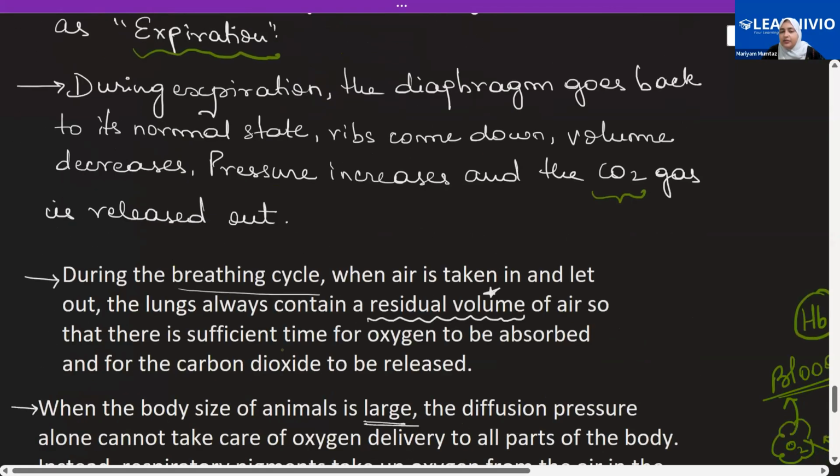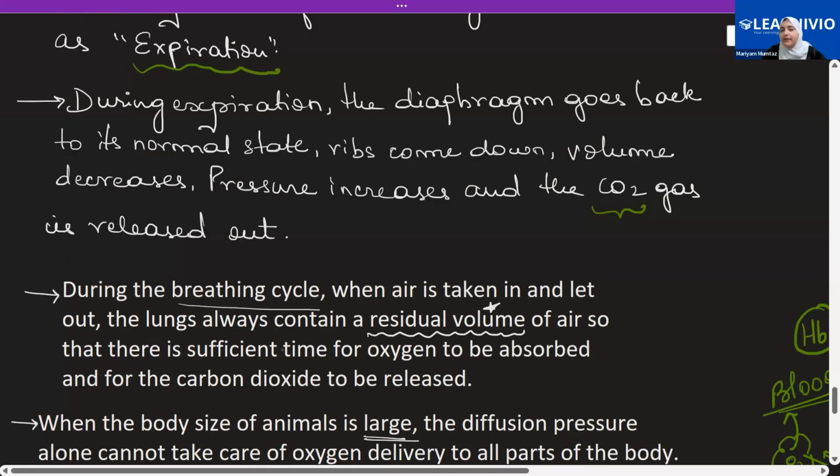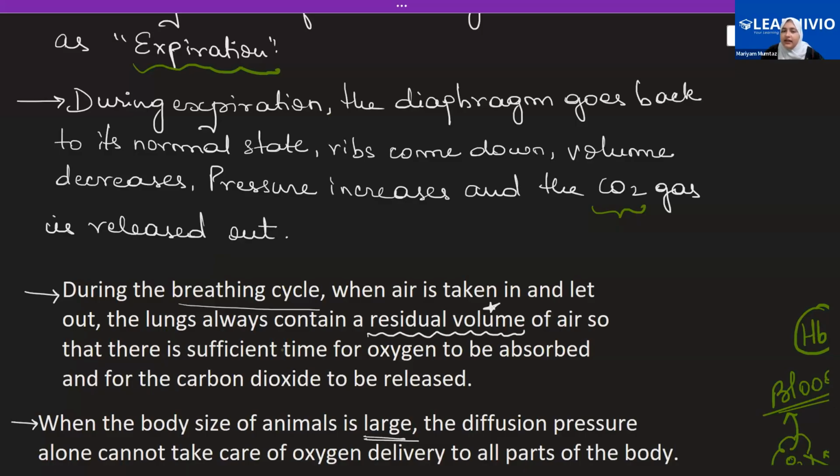Now, during the expiration process, everything opposite will happen. The diaphragm is going to go back to its normal state. The ribs would come down. The volume is going to decrease, but the pressure will be increasing, and the CO2 gas is released out. Clear?